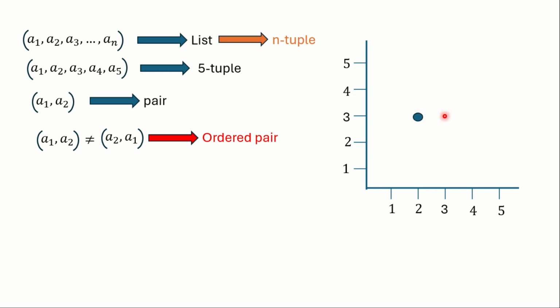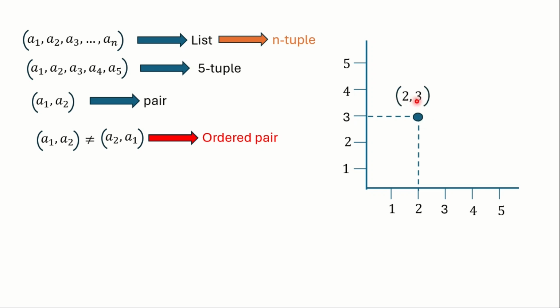and I drop a perpendicular on the x-axis, and the perpendicular meets at 2. Similarly, I drop a perpendicular on the y-axis and it meets with 3. Therefore, the ordered pair representing this position in the Cartesian plane is (2, 3).